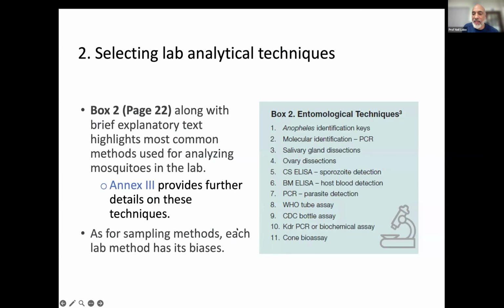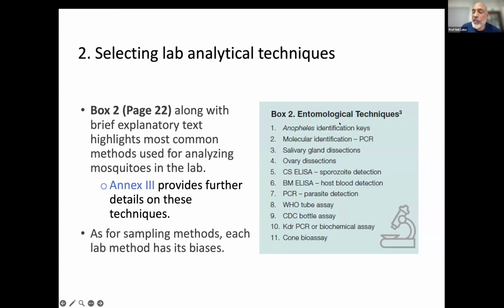So when you're looking at these methods, a lot of times we take the samples back to the lab, and there are multiple entomological techniques that we could use in the lab. Of course, all these methodologies and SOPs are available online, so I'm not going to go through them in detail, but I will list them out. Annex 3 provides more details on all these techniques.